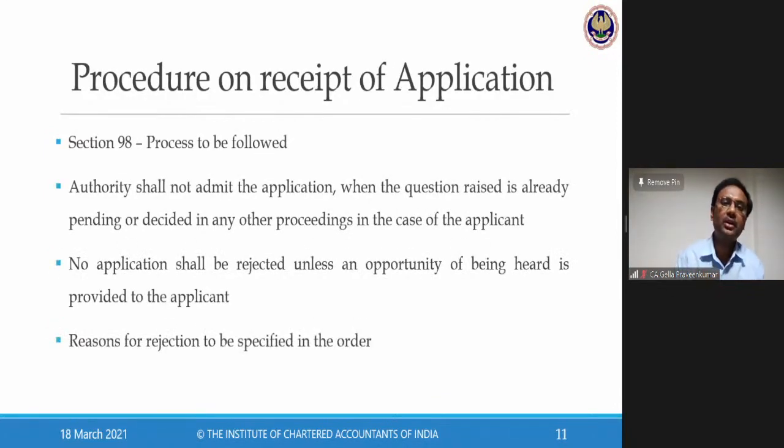The authority shall not admit the application where the question raised is already pending or decided in any other proceedings in the case of the applicant. Now this generally happens, especially in India, we have this tendency. Take the example of COVID time. During COVID time, many initiatives were taken by the Government of India. One such initiative is free ration. People have been suffering. They have been provided with rice, dal, and wheat for their livelihood. It's not only for ration card holders.